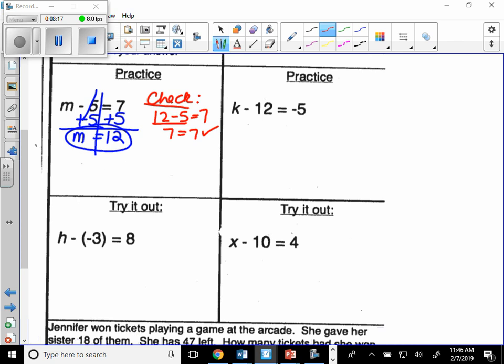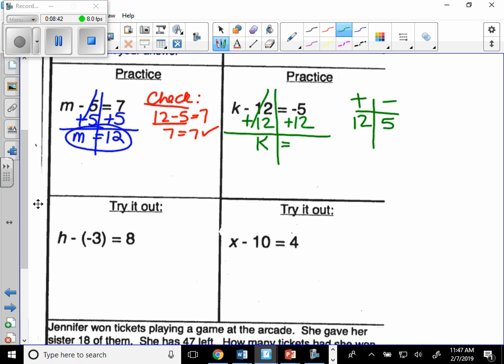All right, k minus 12 equals negative 5. We're going to do the opposite, so we're going to add 12 to both sides. Draw your lines. This cancels out because negative 12 plus 12 equals 0. You're left with a k, and we want to find out what k equals. So again, we have a positive 12 and a negative 5. Different signs, subtract, which gives you 7. Take the sign of the larger number, which is positive. So k equals 7. Now to check it.